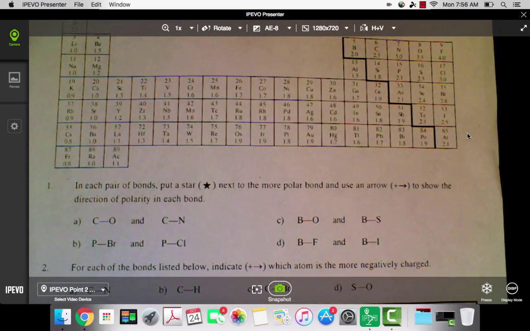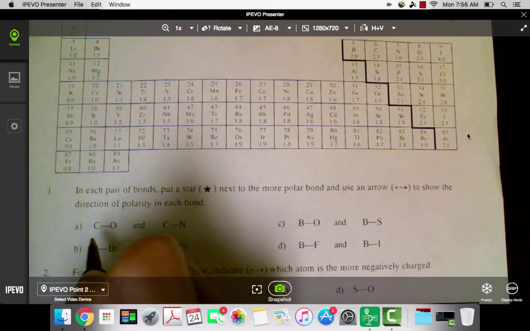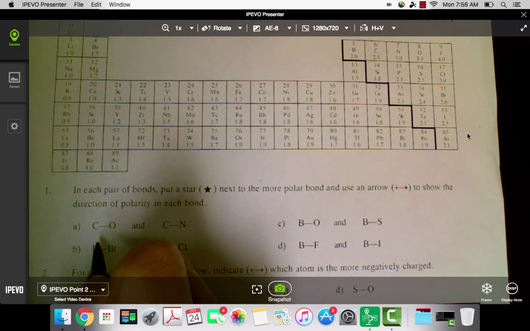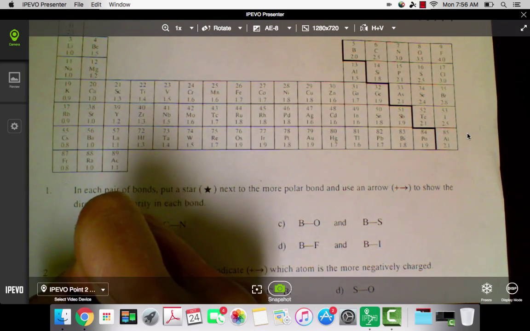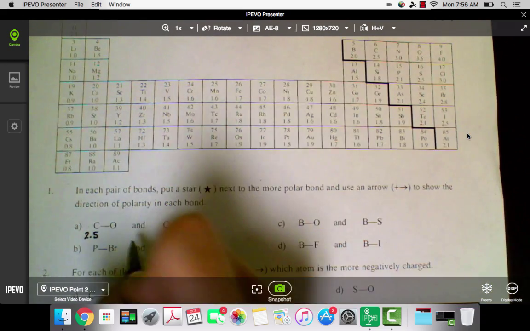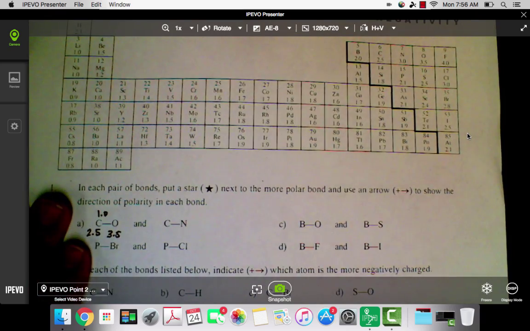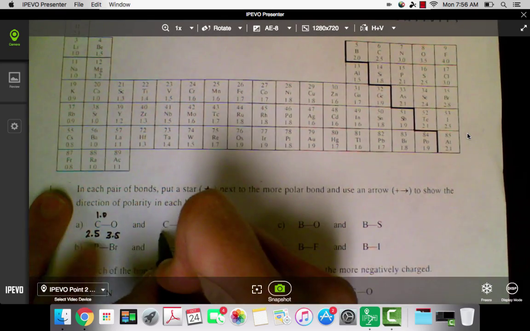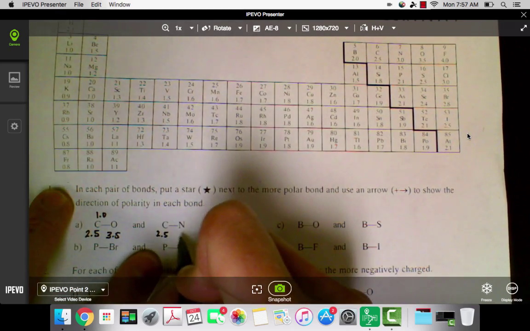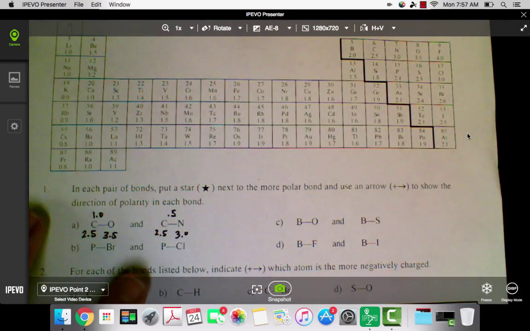For section 1, it says, in each pair of bonds, put a star next to the more polar bond and use an arrow to show the direction of polarity in each bond. So what you need to do is look up your electronegativities for carbon and oxygen. Carbon is 2.5 and oxygen is 3.5, and the difference between those two is 1.0. And then you would look up carbon, again 2.5, and nitrogen 3.0, and the difference is 0.5.